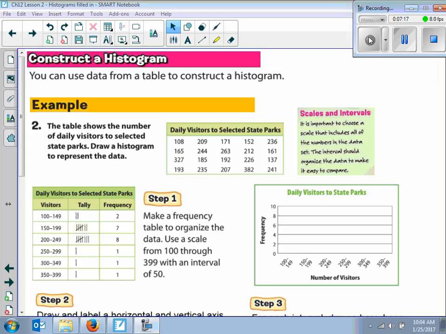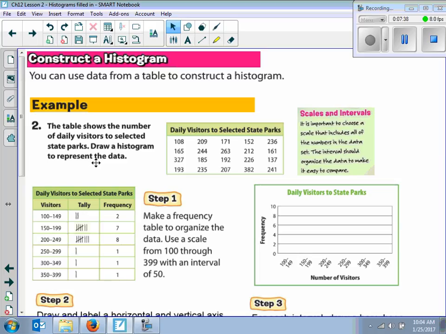All right, so now we're going to construct a histogram. In this first example, you don't have to write any of this down. It says the table shows the number of daily visitors to selected state parks. We want to draw a histogram to represent the data.